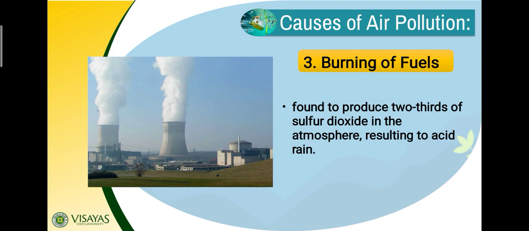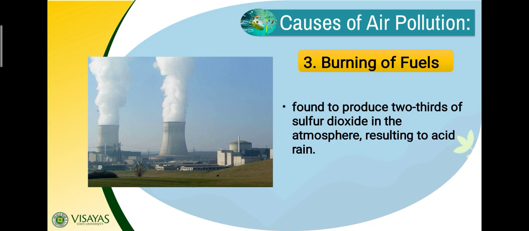Diesel and petroleum come from the combustion of fossil fuels. Fossil fuels, considering their potential to produce electricity using coal, are essential. However, power plants producing electricity have been found to produce two-thirds of the sulfur dioxide in the atmosphere.